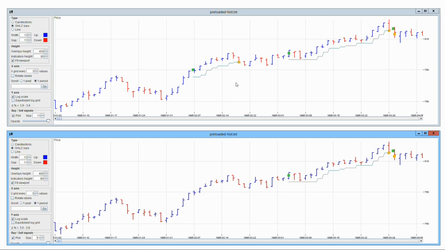The same thing in the charts. The signals are deleted. And so is the stop loss level.